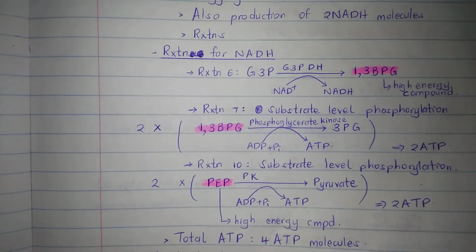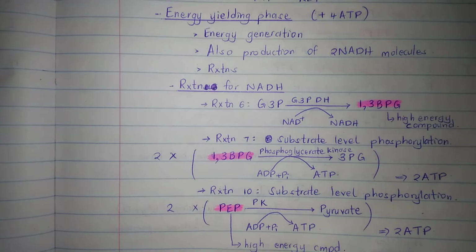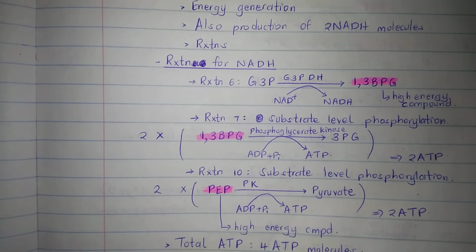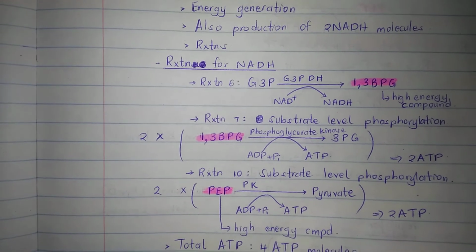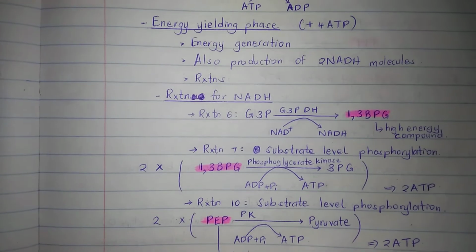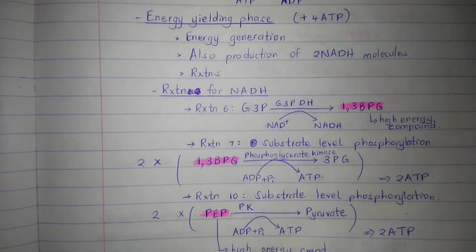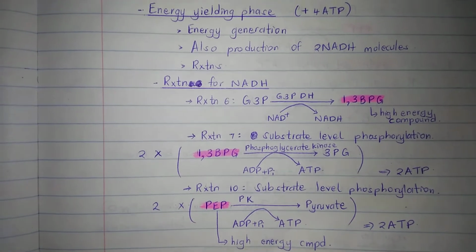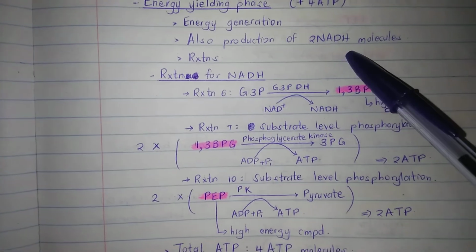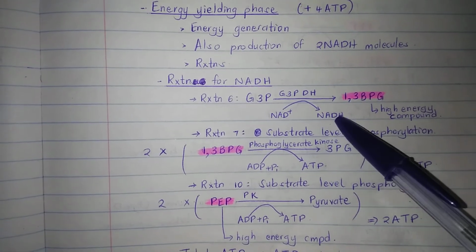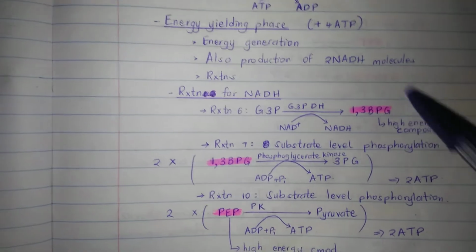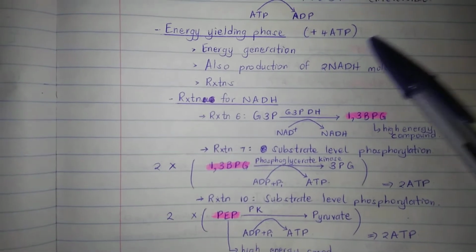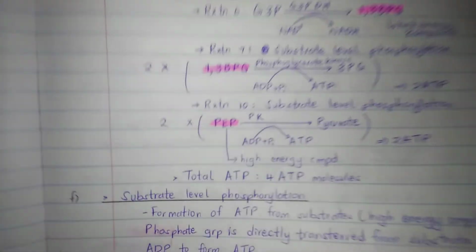So other reactions were in the energy yielding phase. We've talked about reaction 6. We've said that in this energy yielding phase we're forming 4 ATP and also NADH molecules, right? 2 NADH molecules. So for the NADH molecule, we've already formed it here. These are 2. Remember this, this is times 2. So we've already dealt with this one. What about the 4 ATPs? That's what we're going to now.